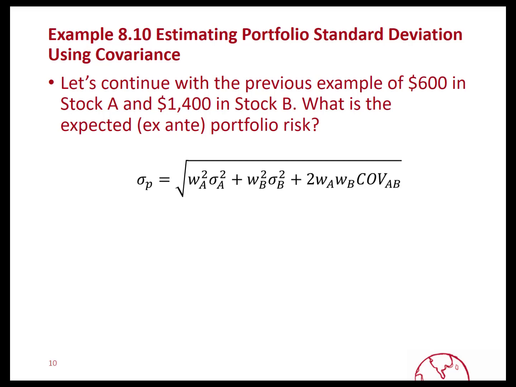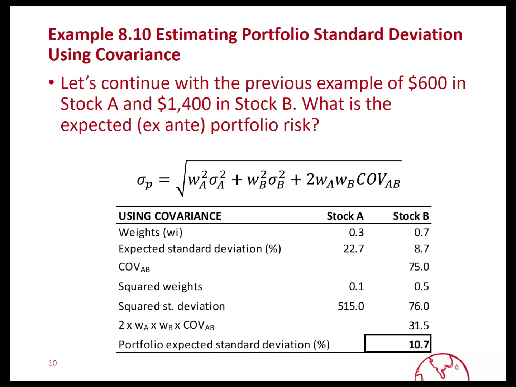Okay, so if we have the 600 invested in stock A, 1400 in stock B, what's the expected or ex-ante portfolio risk? Okay, so we just have to take the weights, the standard deviations, the covariance. We square the weights, we square the standard deviations, and we multiply the squared weight times the squared standard deviation for each stock. We get the final term, which is twice the weight A, weight B times covariance. And we sum them up and take the square root. And we see that the expected portfolio standard deviation is 10.7%.